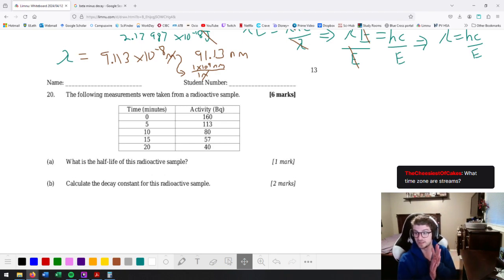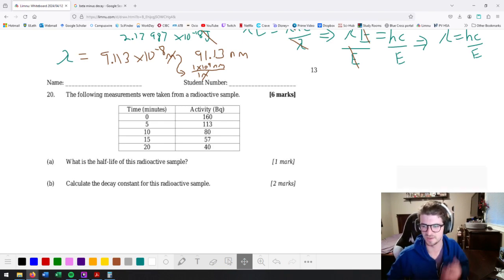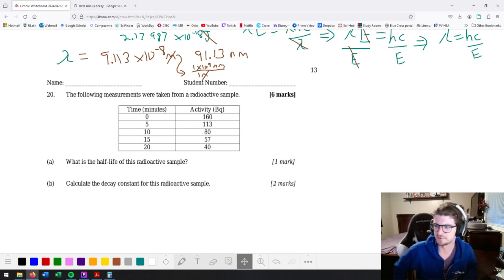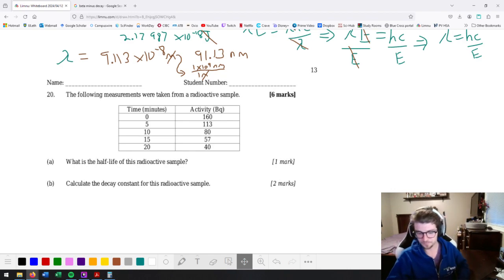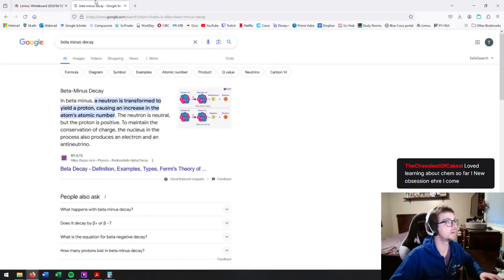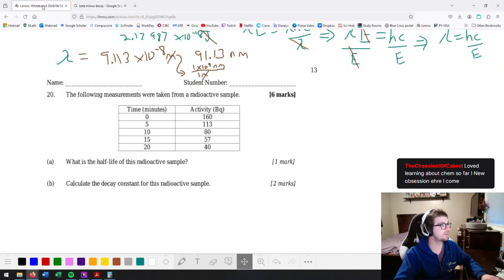Time zone is Mountain Time. I'm in Alberta, so yeah, Mountain. I can't remember if we're on daylight time or not, because daylight savings time is frankly stupid. But yeah, Mountain Time. All right. Perfect. And that is something I don't need to do right now. All right. Okay, sorry, new obsession. Here I come. Hell yes, we love it.